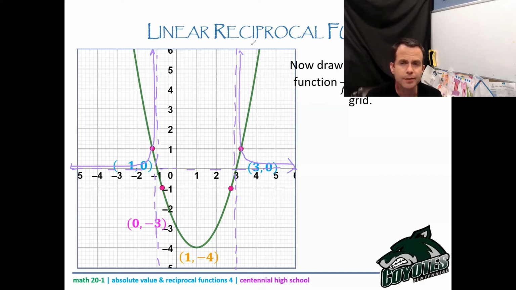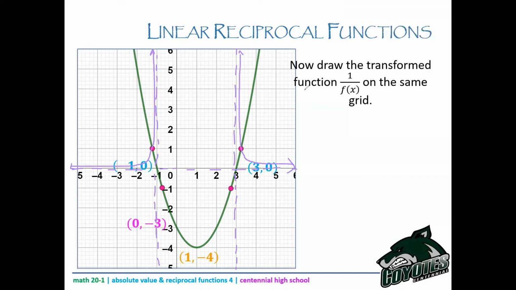I just had this thought while I was doing that, those of you at home may not be able to see what the question said. So I'm just going to hide myself for a second. It just said, now draw that transformed function. That's what we're doing. So 1 over f of x just means I'm doing the reciprocal of f of x.